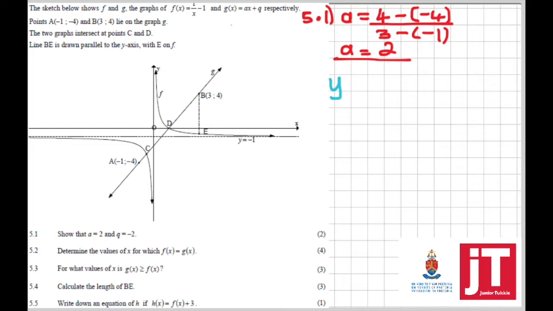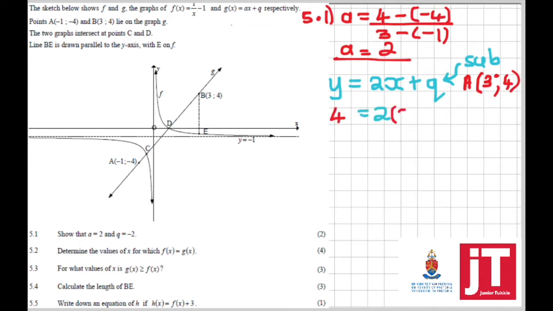So we're going to substitute that calculated value of a into the general equation. So we get y = 2x + q. We then substitute the point B with coordinates (3; 4) into that equation. And if we do it correctly, we get 4 = 2 times 3 + q. Simplifying that, we get 4 = 6 + q. And finally, our q value is -2. So we have managed to prove that a is 2 and q is -2.